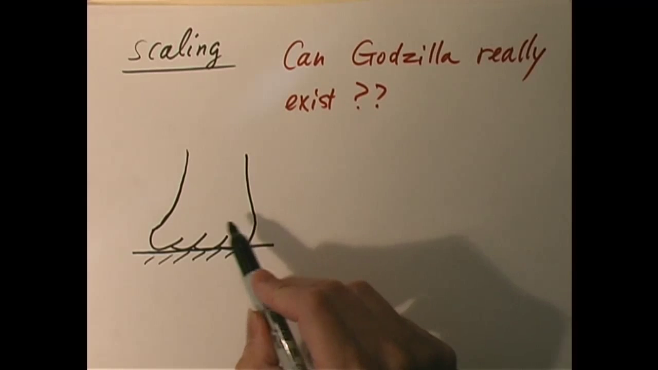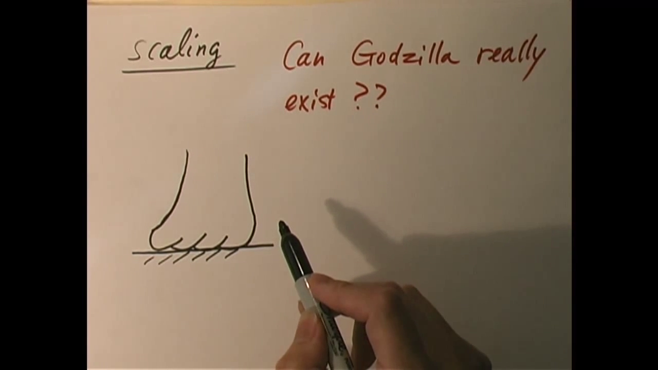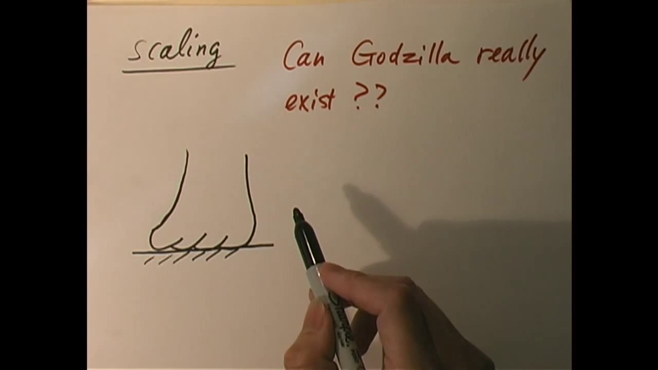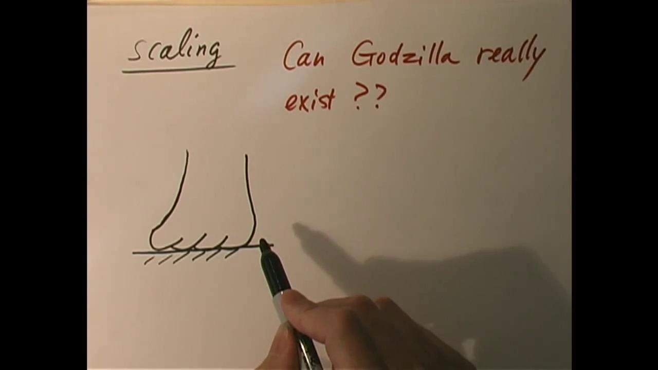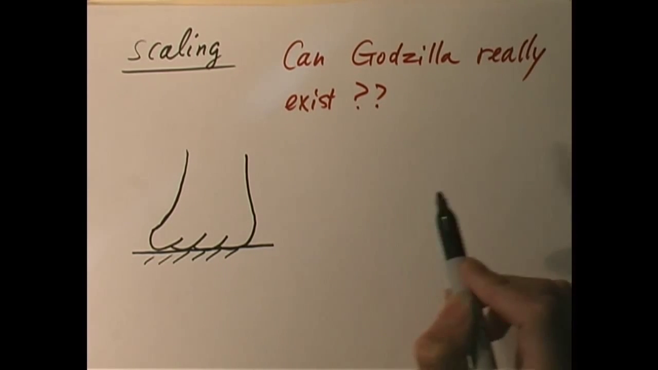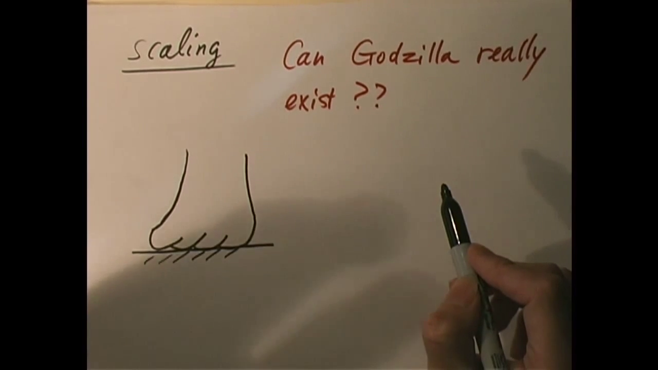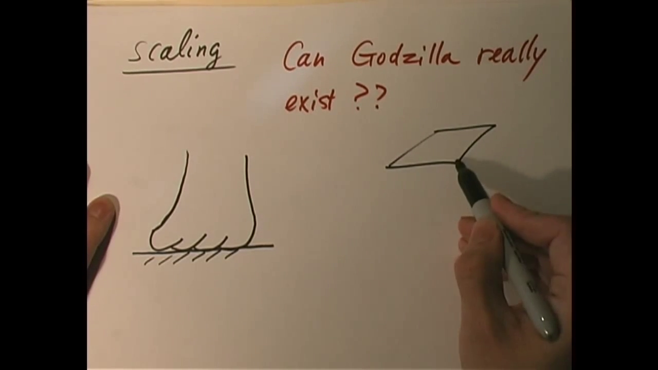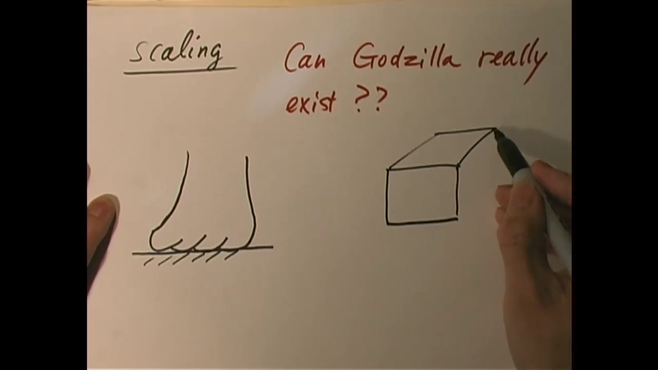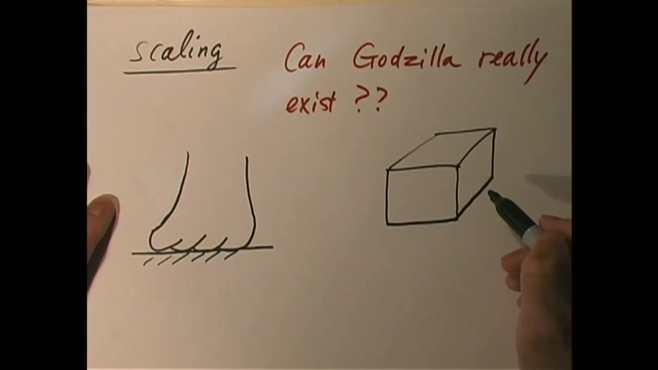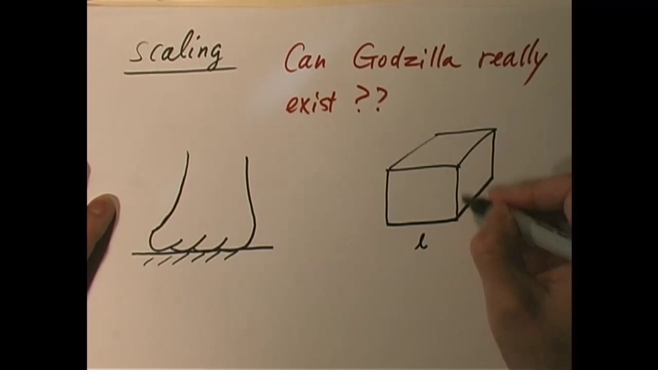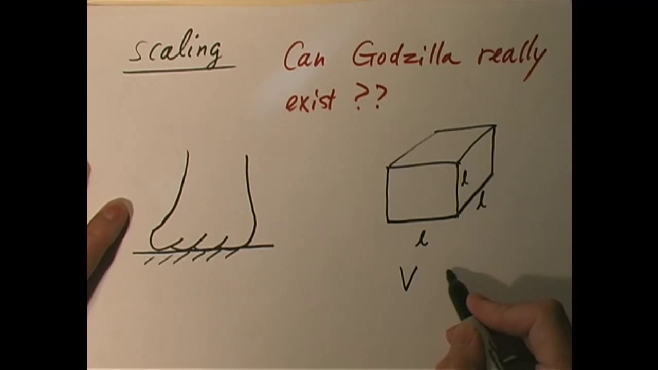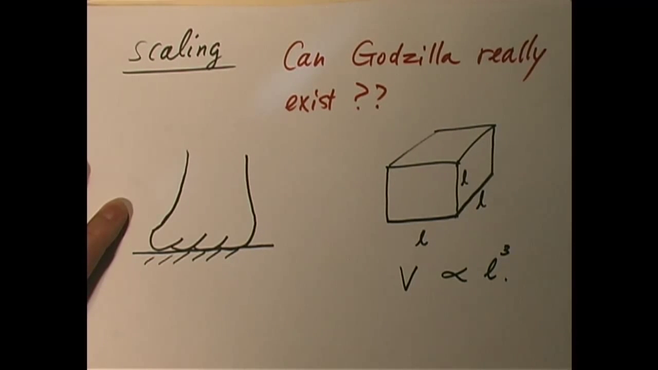How much does the foot have to support? Well, this has to do with the total body mass, right? How does the total body mass change when the size of the animal changes? Let's say, for simplicity, let's think of the animal as a cube. Of course, if it's not a cube, the calculation is a little bit more complicated, but the idea still is the same. Let's say the cube has a length L, and of course the height is L, the width is also L. What is the volume? The volume is L to the power 3, right?